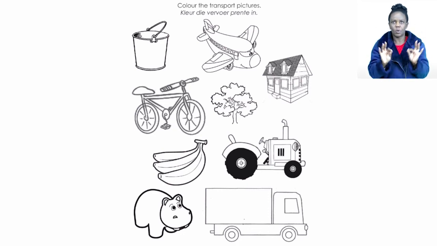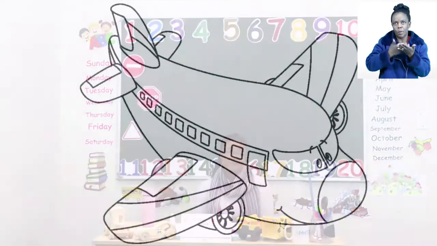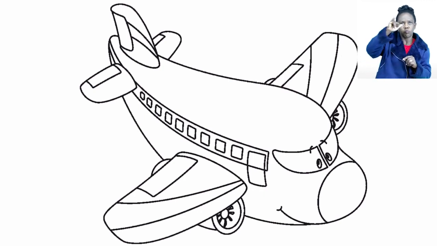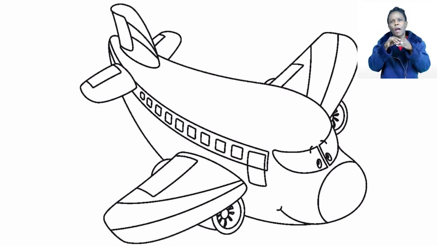Now let's go to page 9. On page 9, we have a beautiful aeroplane. An aeroplane travels up in the sky. You can see that this one is very happy because he is smiling, and I think he's going somewhere very important. Your job is to color the aeroplane, and I want you to use different colors. Don't use blue everywhere. Don't leave the aeroplane white as well.